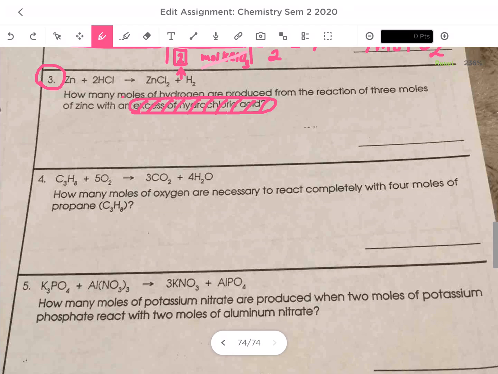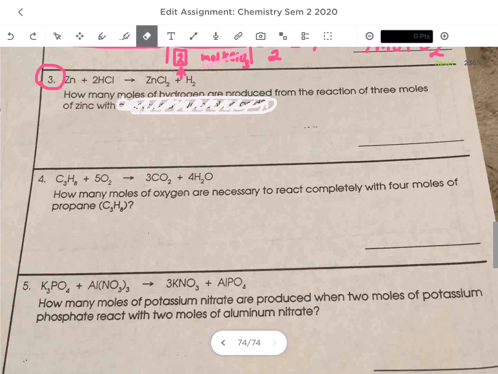You don't need that to solve this problem. So whenever you see an excess of, or blah, blah, blah, nobody cares about that. Just ignore it. Don't let that get in the way. So if we look at this, I'm going to cross out "an excess of hydrogen" with one line. It says, how many moles of hydrogen are produced from the reaction of, right there's my number, 3 moles of zinc. Got it.